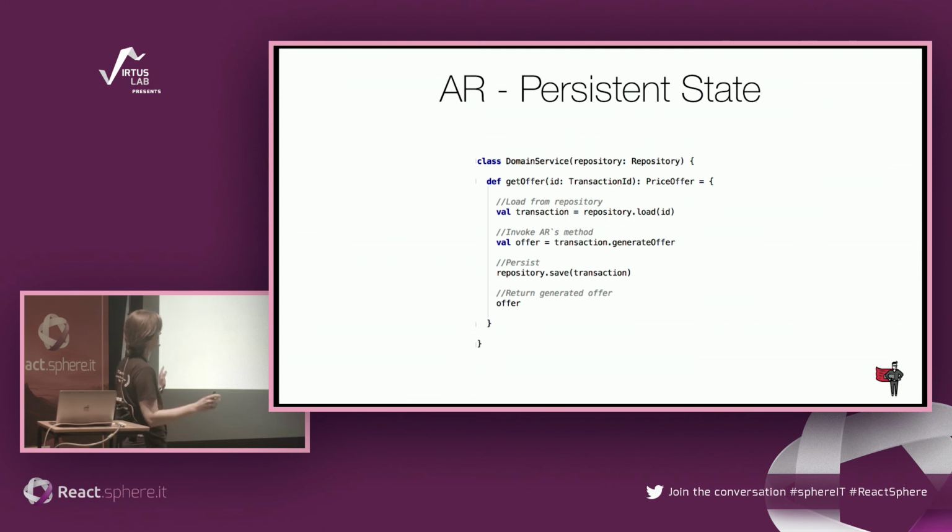So we have a class, a domain service, and here we have an operation, get offer for this transaction. We load the transaction from the repository, and we invoke the method generateOffer over our aggregate root. It mutates the state and generates the offer. So we get the offer, and what we do next is save the transaction, and we return the offer.